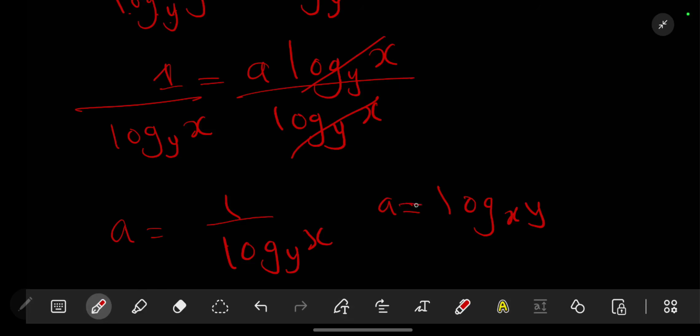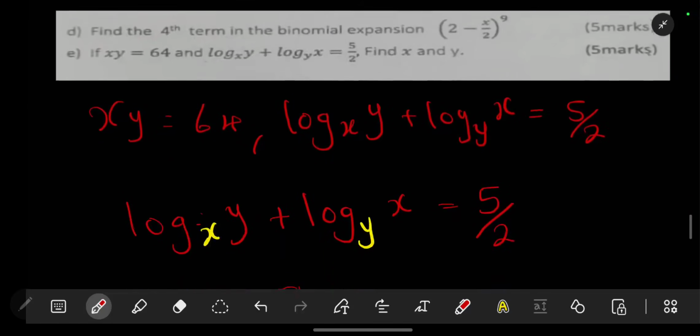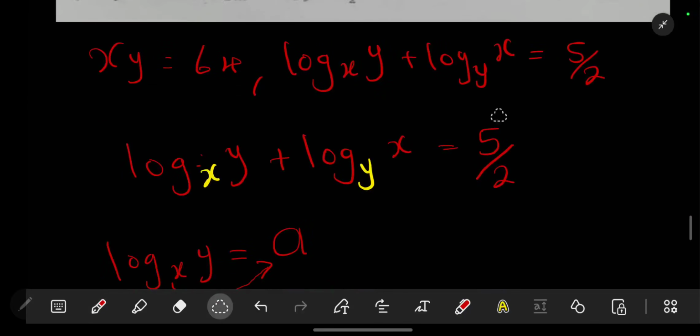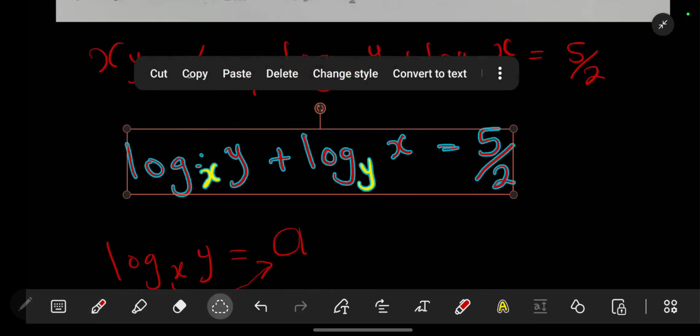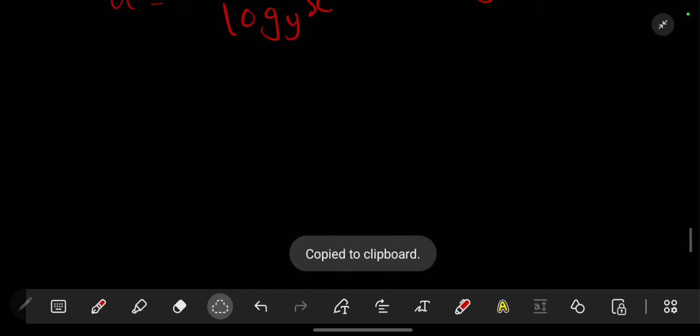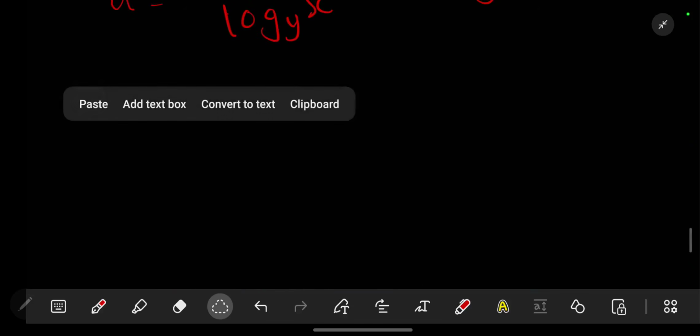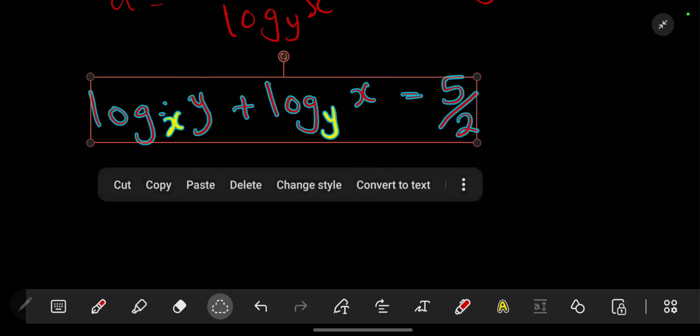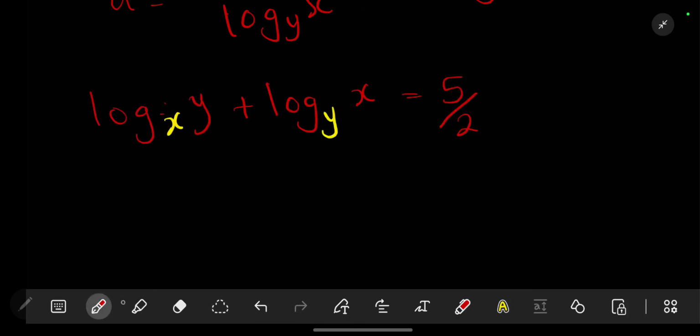So changing a into this, that means we are going to have this. So you are now going to just substitute. So let's get this equation. So getting this equation, we are going to have something like this.